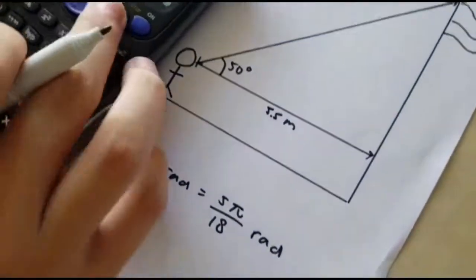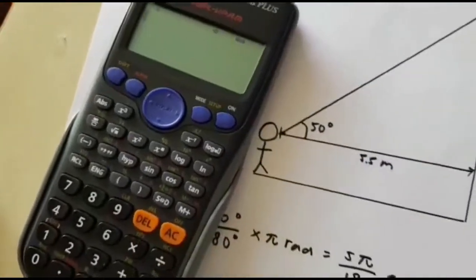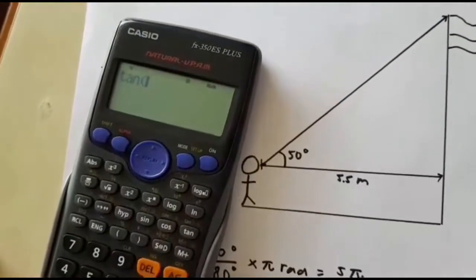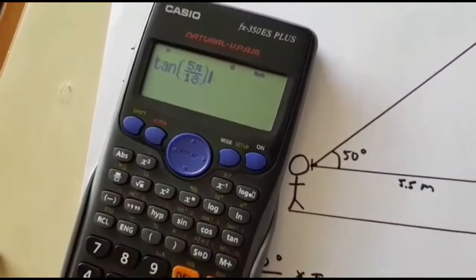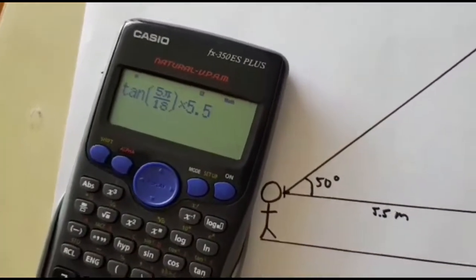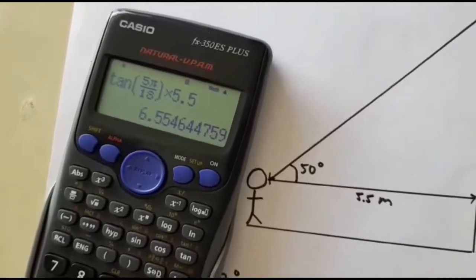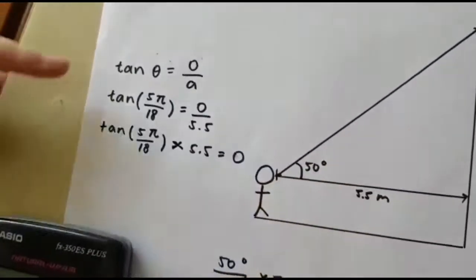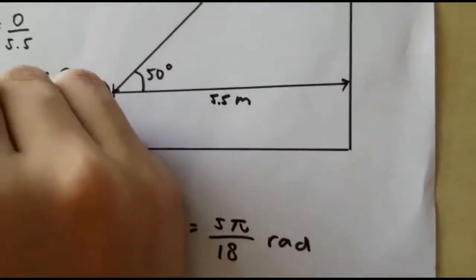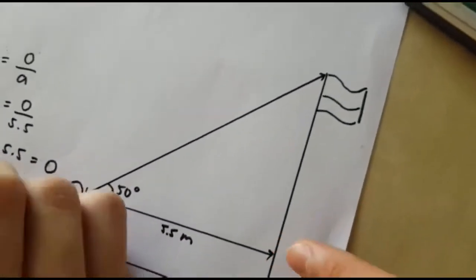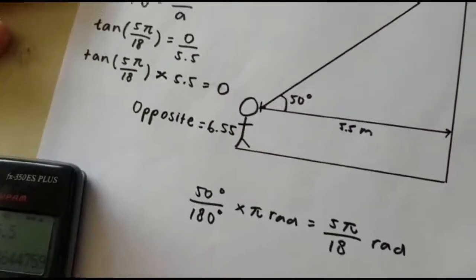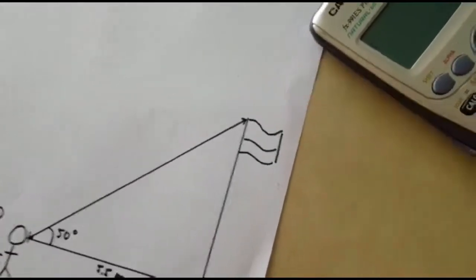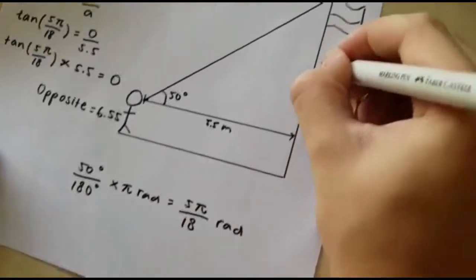So we're just going to input to the calculator and make sure that the mode is in radians, because if it's in degrees, it's going to make your results really messed up. So tangent 5 pi over 18 times 5.5 meters, and we got 6.55. That looks promising because we haven't added his height yet. Remember, we're just trying to find this point from here to the edge of the pole. So yes, the height from here to here is 6.55, corrected to 3 significant figures.